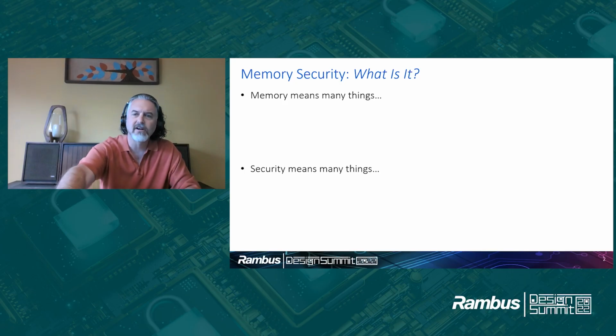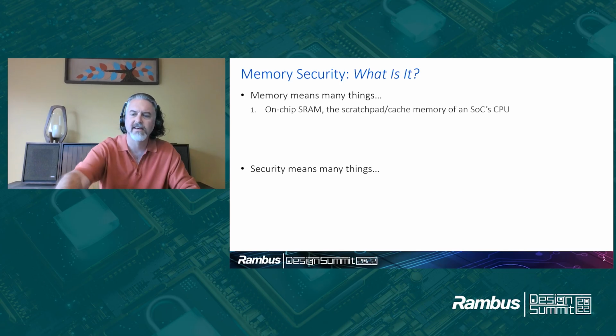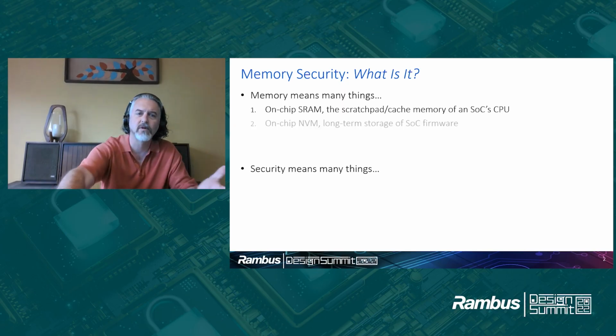So starting with memory, the first most obvious form of memory is the on-chip SRAM that might be inside of an SoC. And this is, of course, the scratchpad cache memory of the apps processors within an SoC that are doing the high performance calculations, the thing that the CPU needs as its fuel to execute the code space. That's one form of memory.